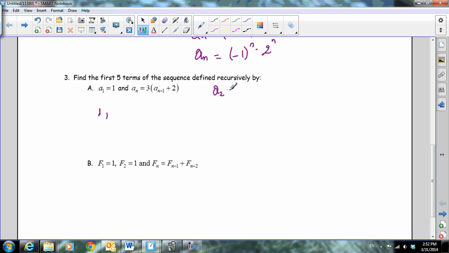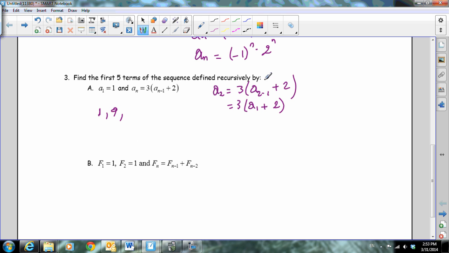In order for me to find A2, I would say A2 is equal to 3 times A(2 minus 1) plus 2. But A(2 minus 1) is A1. So I would say 3 times A1 plus 2 would be my A2. But A1 is 1, that would be 1 plus 2, 3 times 3, that would be 9.